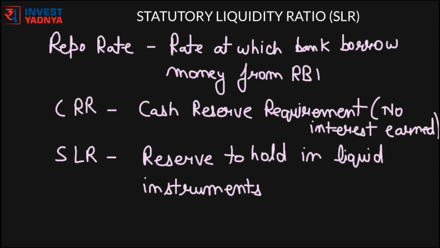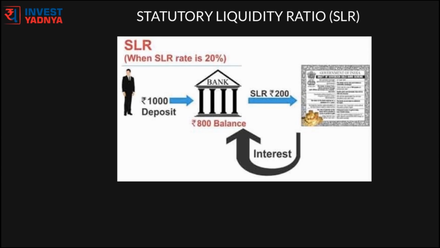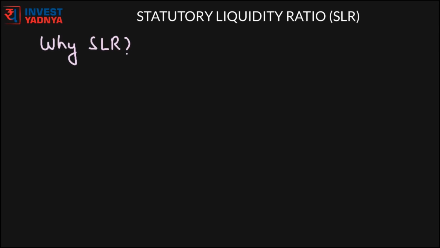So the repo rate is the rate at which banks borrow short-term money from the RBI, and CRR is the percentage of deposits banks have to hold as cash reserves with the RBI, and SLR is that portion of deposits banks have to hold with themselves in highly liquid government securities and other assets which the RBI has mandated. So why are these reserve requirements there?